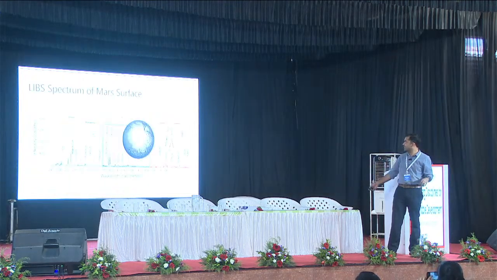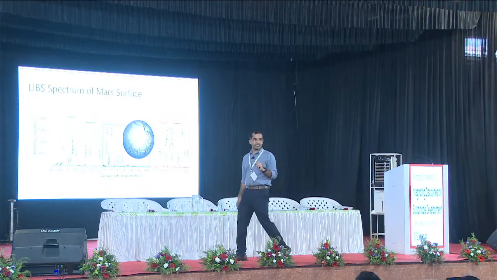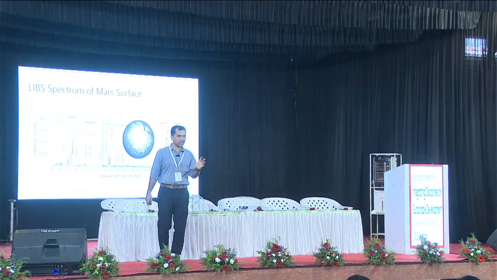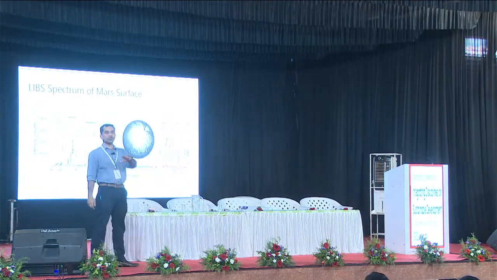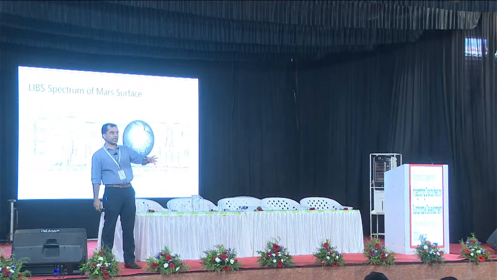We'll come to the moon later. This is a spectrum from Mars. What are all the elements present? NASA published many papers. You can read if you are interested, what is the composition of Mars. For chemistry, physics people, this is like a general basic science interest.